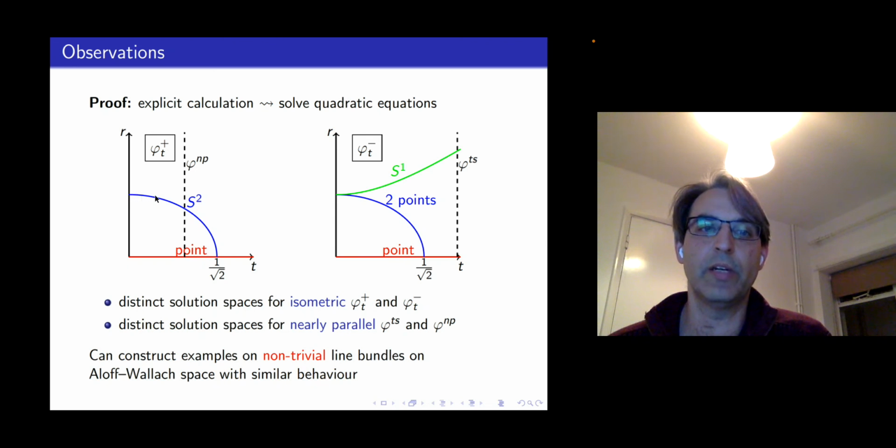And just to emphasize the point, we see that as we increase t, an S2 family of DG2 instantons is born and then dies at t is 1 over root 2. In the phi t plus case, whereas in the phi t minus case, we have simultaneously an S1 family and a 2-point family of DG2 instantons that are born. One of them dies at t is 1 over root 2, whereas the other one lives forever.